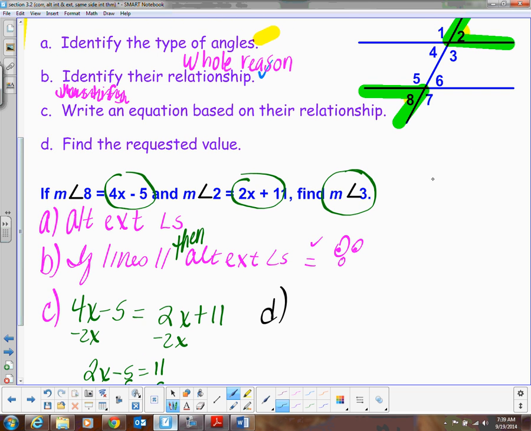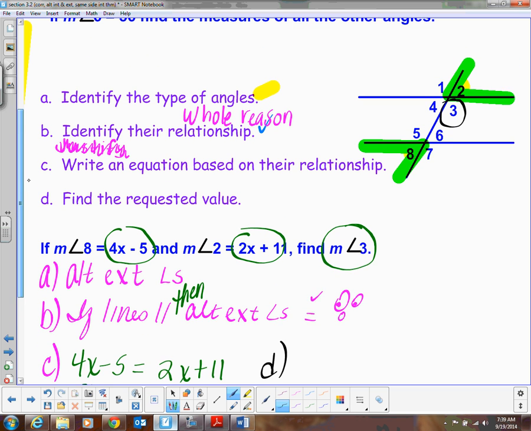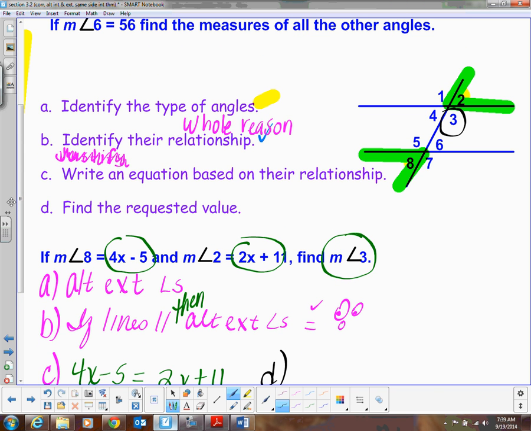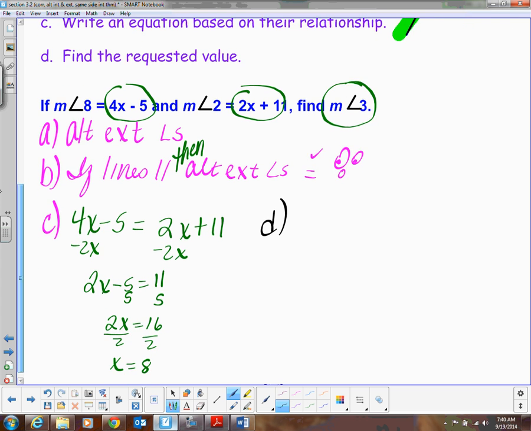Let's go back and find, here's 3. Okay, 3 is related to whom? Three is related to 5. Let's look at the highlighted ones. 3 is related to 1, but 1's not highlighted. We've got to go with either 2 or 8 because that's what we've been given. So 3 is related to 2 how? How do you know they're supplementary? They're on a straight line, linear pair angles.